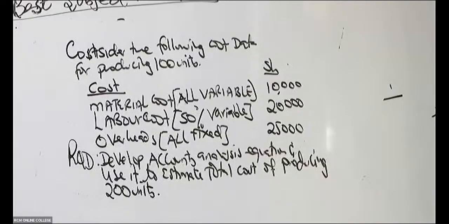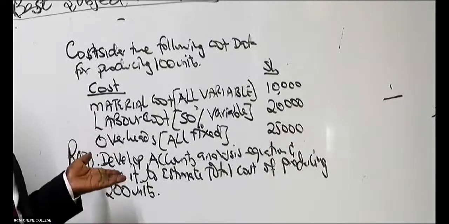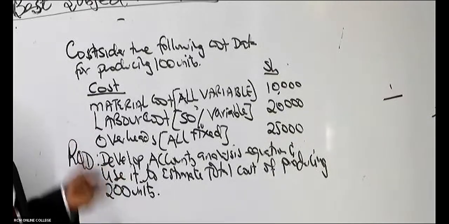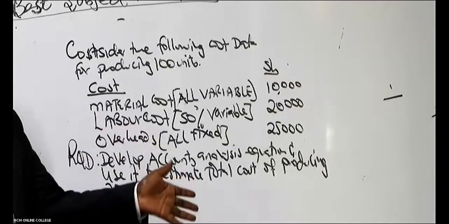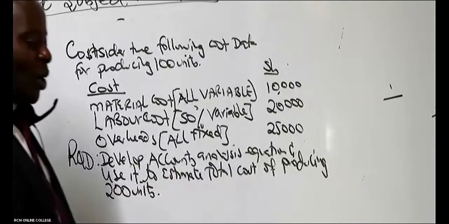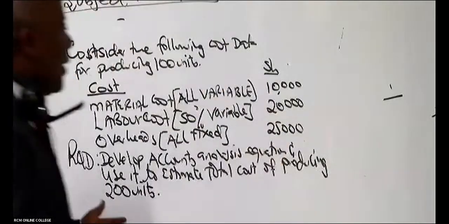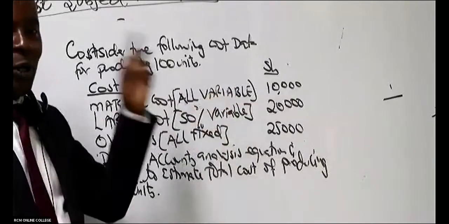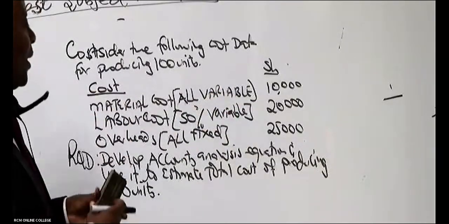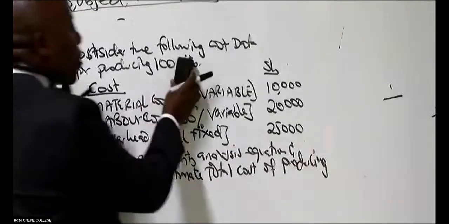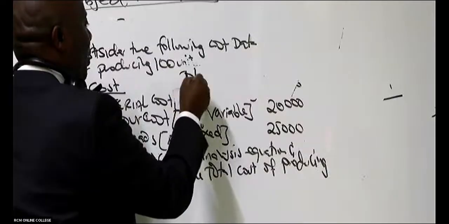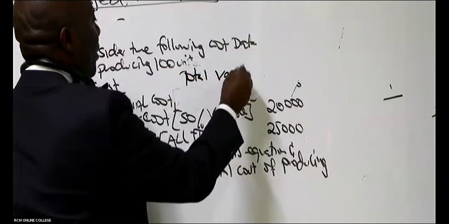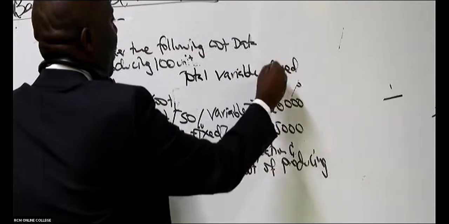So then, ladies and gentlemen, I can see many yeses here. What we shall do is simply analyze each account and break each account into fixed and variable components. So in this case, the first one, they have told me the total is 10,000 and all is variable. So write your solution. We have here total, variable, then fixed.